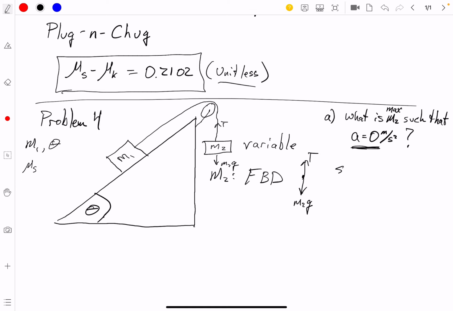We can then do our sum of the forces, and it's going to be 0 because we're not moving. So that means that if I say that down is positive, because that's the direction that acceleration is going to happen, up is negative, down is positive, M2G positive, minus T negative.